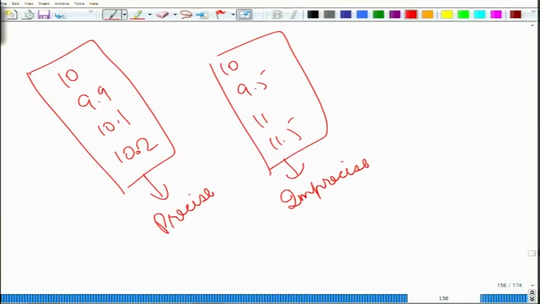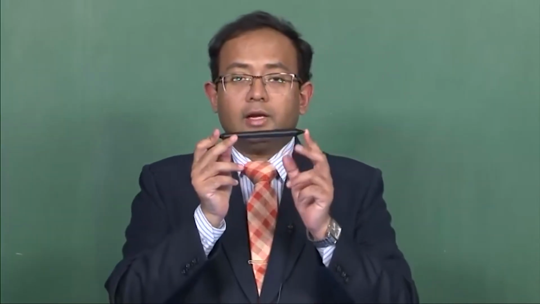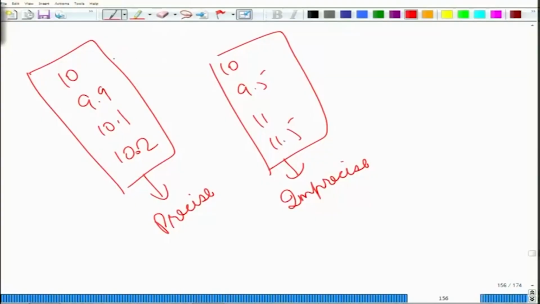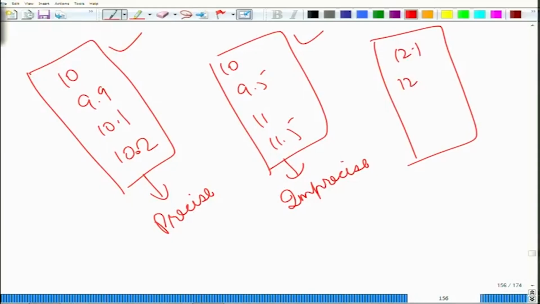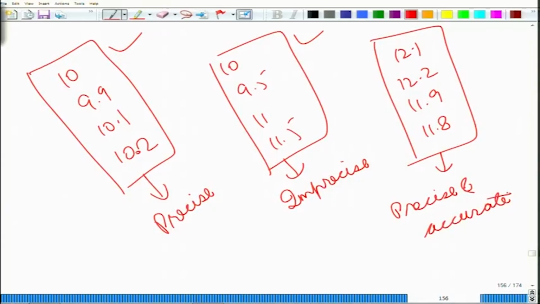Now, the second thing is, what is the accuracy? Suppose it turns out that the length of this pen is say 12 centimeters. So, there is one person who is measuring it as this value, the second one who is measuring it like this, and then there is a third one who is measuring it like 12.1, 12.2, 11.9, 11.8. So, in this case these values are precise and these values are also accurate. Accurate is how close your measurement is to the actual value.